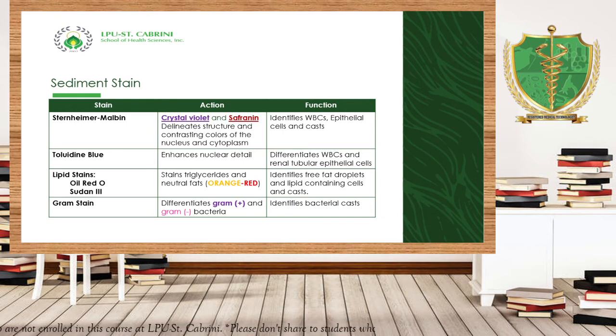For lipid stains, we have here the stains for triglycerides and neutral fats. Okay, so remember, Sudan III and oil red O stain for triglycerides and neutral fats. It identifies the free fat droplets, lipid-containing cells, and fats. The Gram stain, definitely, will differentiate gram-positive from gram-negative bacteria. Well, of course, I know that you are all aware of what is gram-positive and what is gram-negative bacteria.